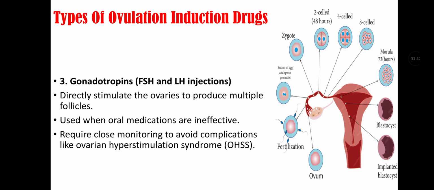Third type of ovulation induction drug is gonadotrophins like follicle stimulating hormone and luteinizing hormone injections. They directly stimulate the ovaries to produce multiple follicles. They are used when oral medications are ineffective, and it requires close monitoring to avoid complications like ovarian hyperstimulation syndrome.